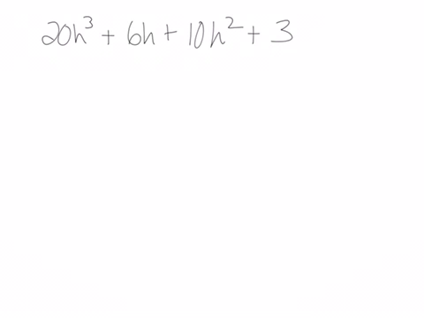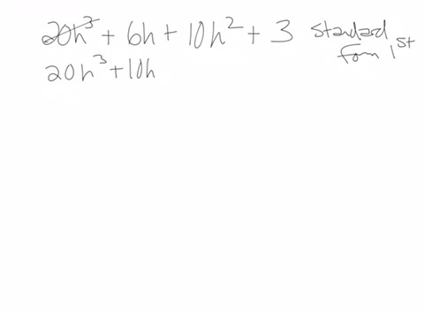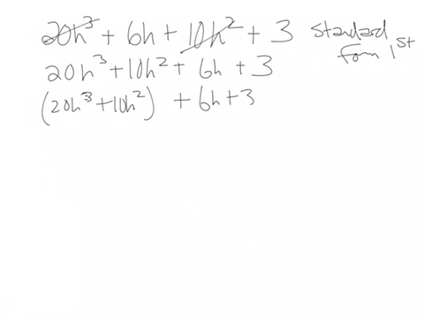If you get something like that, it's very hard to factor this by grouping because this is not in standard form. So always put your polynomial in standard form first. I would do 20h cubed first, then it would be my 10h squared, then it would be the 6h, then plus 3, okay? So now I could factor by grouping. Now I could make my 20h cubed plus 10h squared, and then my 6h plus 3.